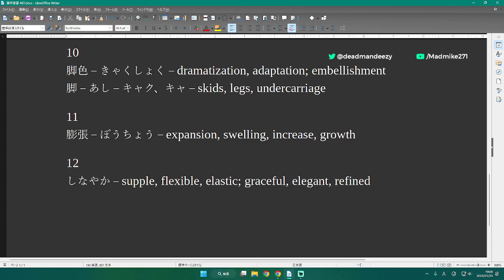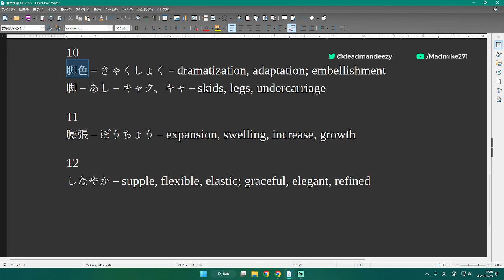Kyaku, kya, or ashi. Legs, skids, or the undercarriage. It's the undercarriage or under part, much like the moon being on the other side. Together with shoku on the right side, we have an undercarriage coloring of something.